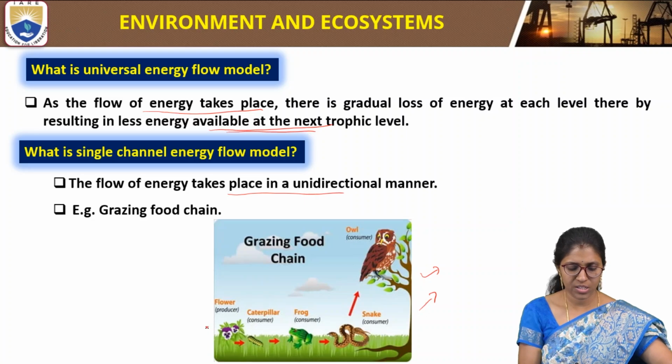Energy flows from the producer to the primary consumer like the caterpillar. Then energy flows from the caterpillar to the frog, then the snake and then to the owl. So the flow is from producer to primary consumer, then secondary, then tertiary and quaternary consumer. This is in a unidirectional manner, only one directional. So this flow model is called the single channel energy flow model.